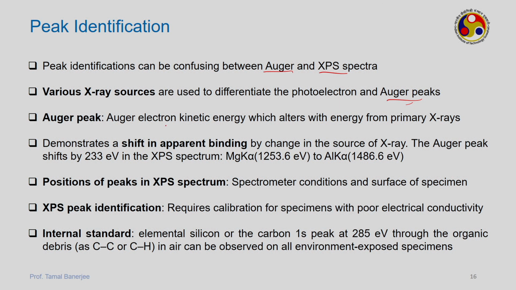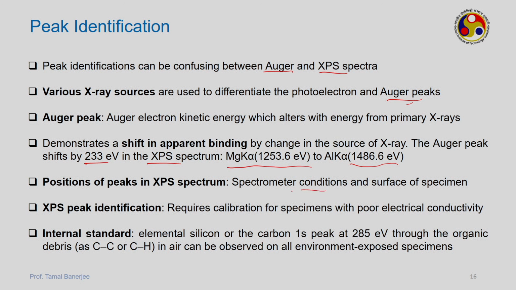Auger electron kinetic energy alters the energy from the primary X-rays. It demonstrates a shift in apparent binding energy by a change in the source of X-ray. The Auger peak shifts by 233 electron volts in the XPS spectrum because magnesium K alpha differs by this much as compared to aluminum. Then the position of the peaks is very important.